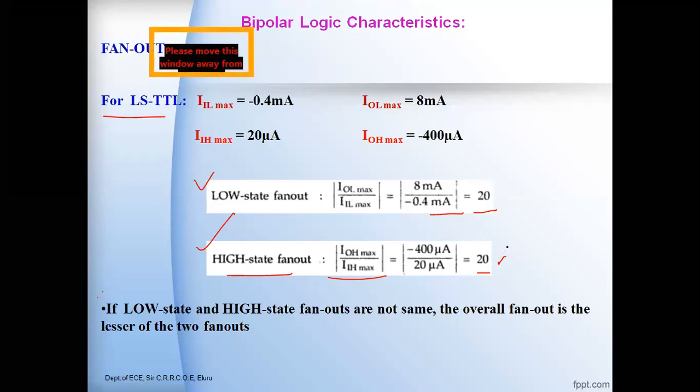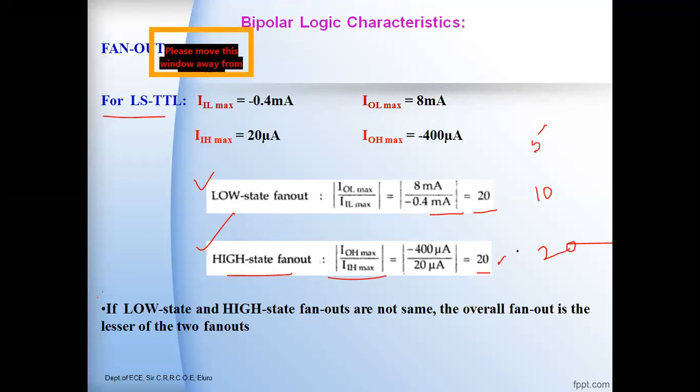But it is not common to all cases. For some TTL gates, the low state fan out may be 10 or 5, and the high state fan out may be 20 or 10. If the low state fan out and the high state fan out are equal, then the DC fan out of that corresponding gate is 20, say in this case.